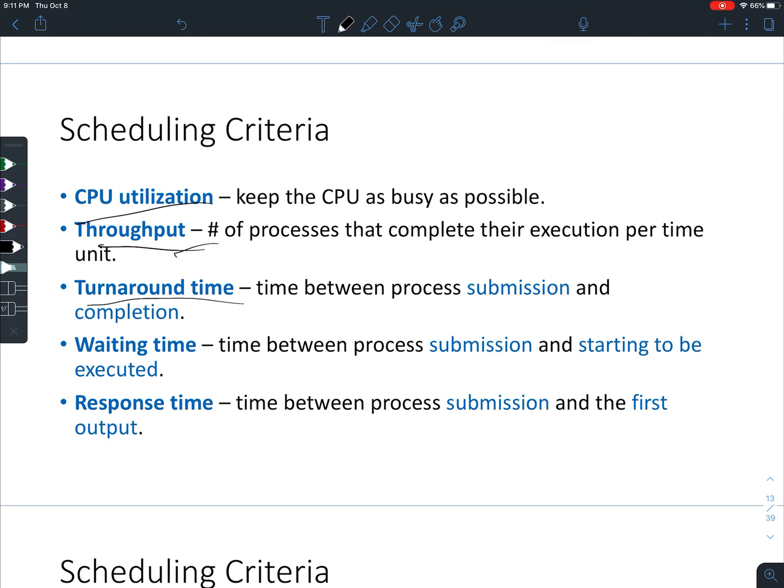And also here we have turnaround time. Turnaround time means the time between a process submission and its completion. We also have waiting time, which is the time between a process submission and when it starts to be executed. The other metric is called response time. It means the time between a process submission and the first output. Let me explain these three different times in a relatively easier to understand way.